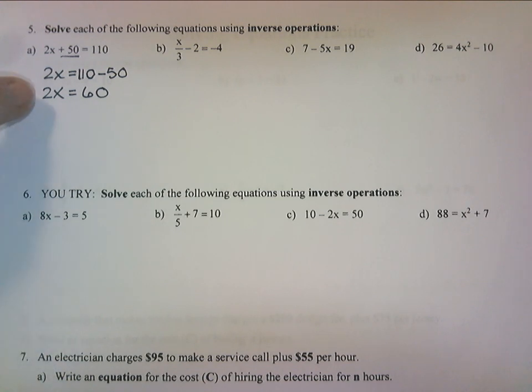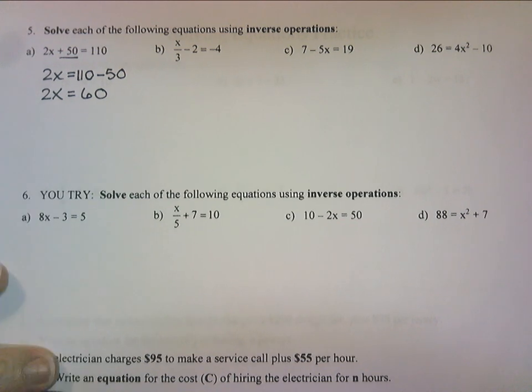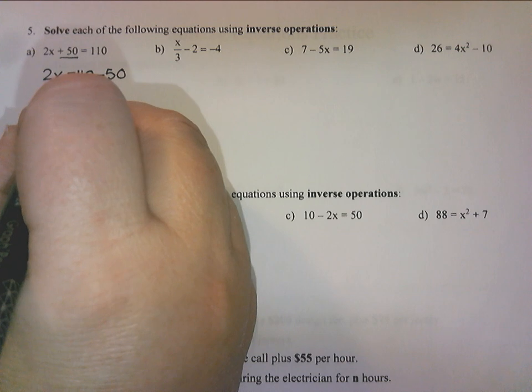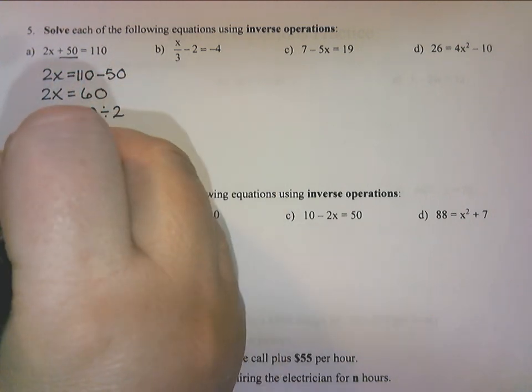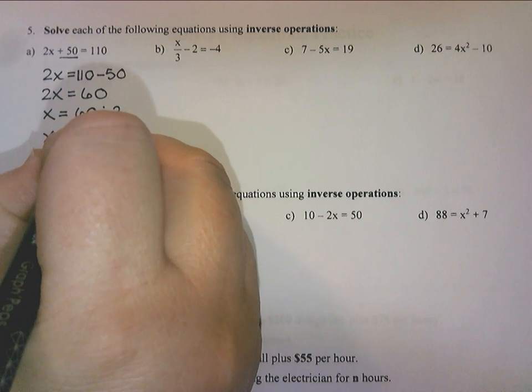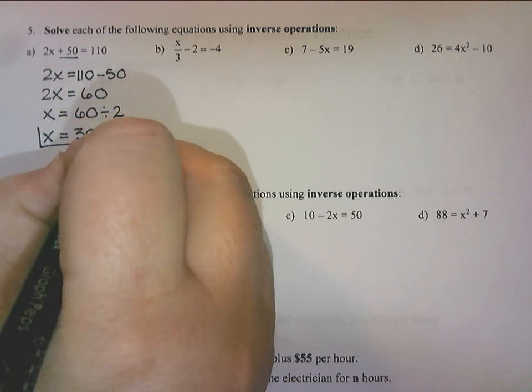From here, we're trying to find just x. I know that I have 2 of them. We're multiplying it by 2. So in order to solve, I am going to divide 60 by 2 on the other side. And 60 divided by 2 is 30.